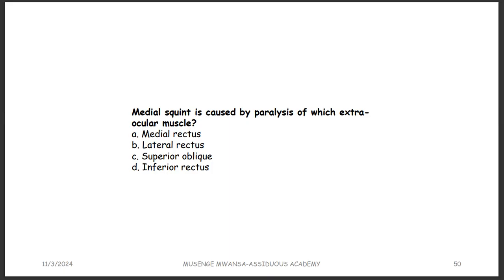Okay, medial squint is where your eye is pointed. Yes, doc, please go on. Okay, so we are saying medial squint is where your eye is facing the medial direction. And the reason the eye would be facing the medial direction is because the lateral rectus is not able to make that balance, right? So expect there is a problem.